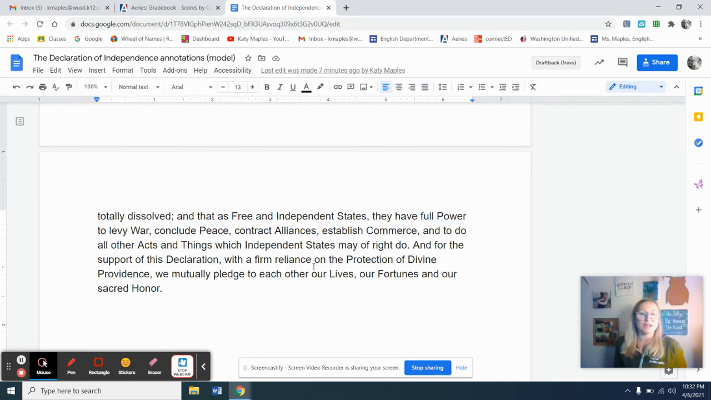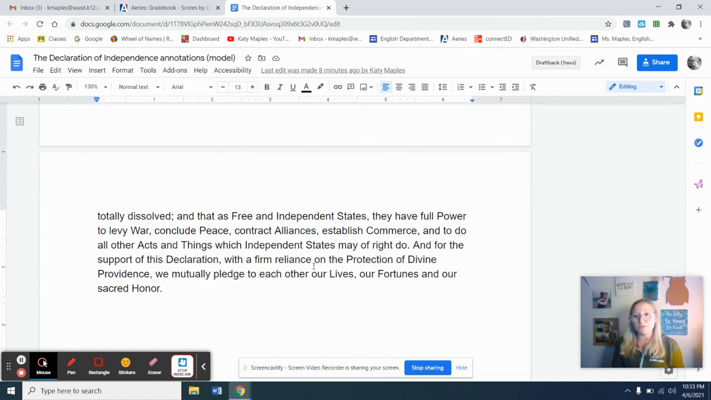And for the support of this declaration, with a firm reliance on the protection of divine providence, calling out to God, right? Saying, I know you're on our side. You know we're doing the right thing here, so I know that you're on our side, God. We mutually pledge to each other our lives, our fortunes, and our sacred honor, saying, as colonists, we are forming this nation and we are pledging to each other to support one another in this endeavor. And they sent this off with a bunch of signatures to King George.